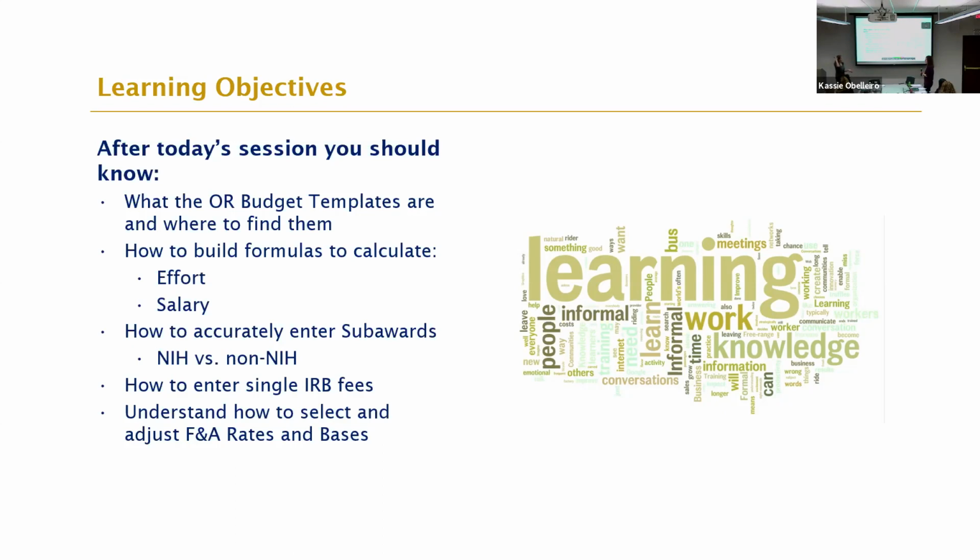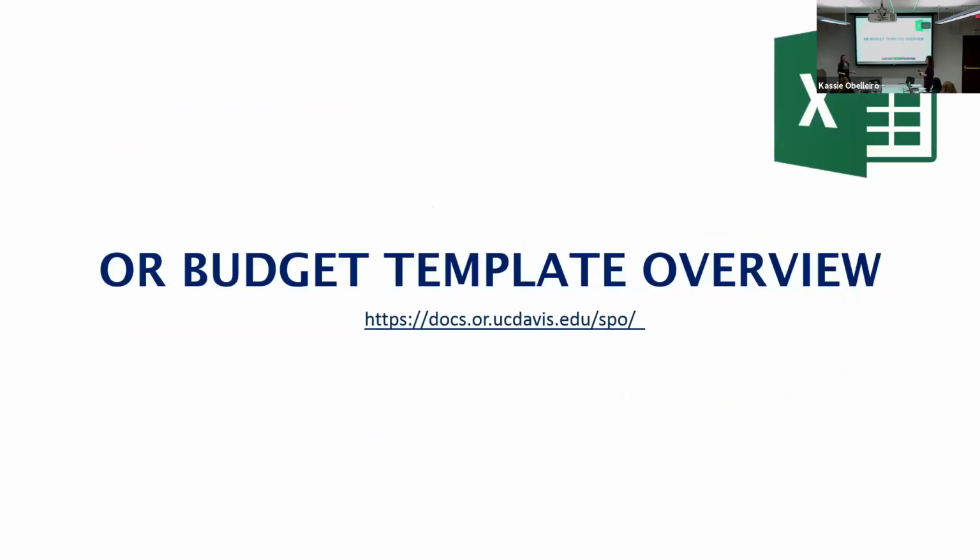And you'll understand how to select and adjust the F&A rate and basis in the template, because you can actually do that within the template. It's really neat, and it has options. So if you're not using one of our federally negotiated rates, say you're applying to a private foundation and they're only going to accept 10% or 0%, because that can happen, you can use this template to calculate that for you as well. Exactly. You don't have to override the formulas. Exactly. You should never override the formulas. That's right. That's something that we hope you learned today for sure.